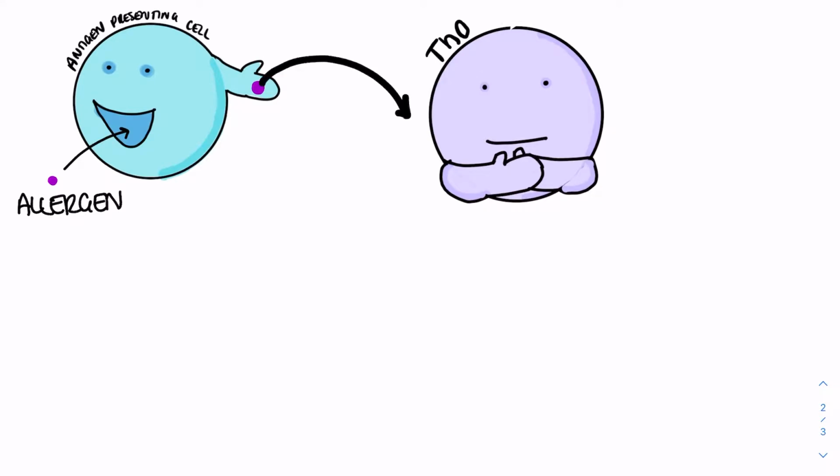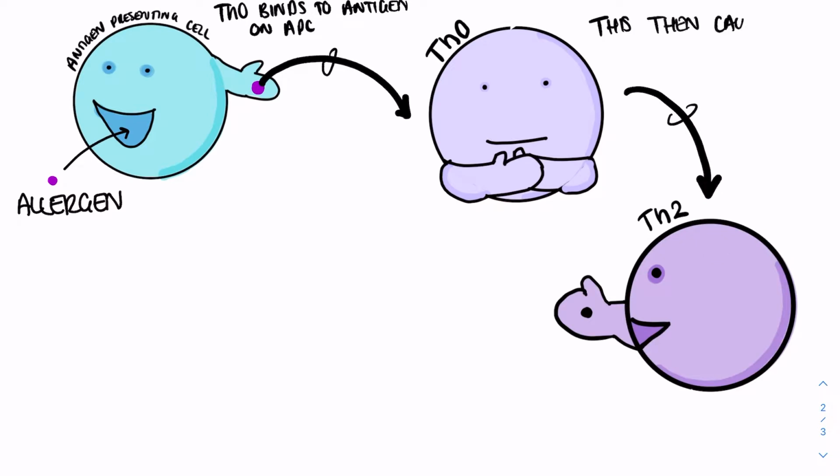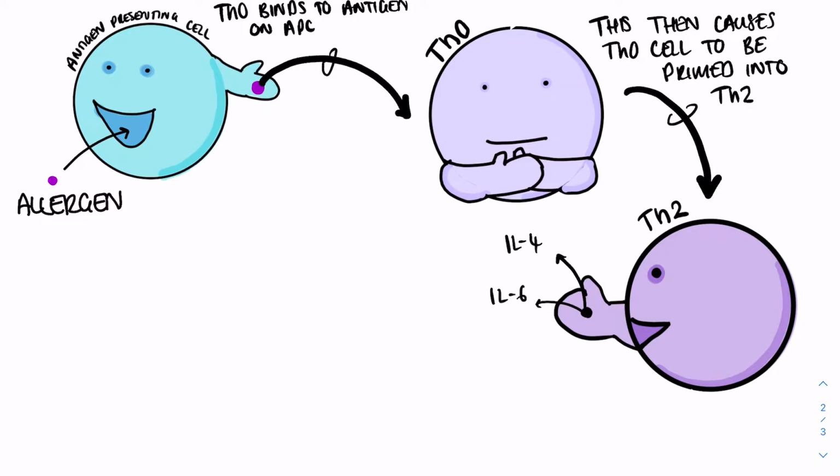There is an interaction between the APC and the naive T helper cell. This is via the T helper cell binding to the antigen on the surface of the antigen-presenting cell. This is achieved via multiple receptors on the naive T helper cell. This then causes the naive T helper cell to be primed into a type 2 T helper cell. This type 2 T helper cell subsequently secretes cytokines. These include interleukin 4, interleukin 6, and interleukin 5.